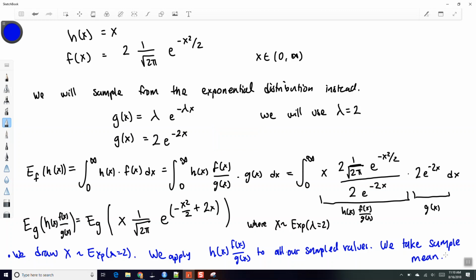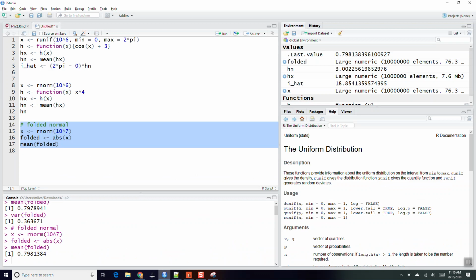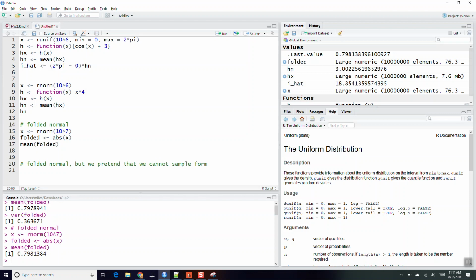Okay, so let's try this out. Okay, so 0.798, I don't know what that is. All right. Folded normal, but we pretend that we cannot sample from f of x directly.